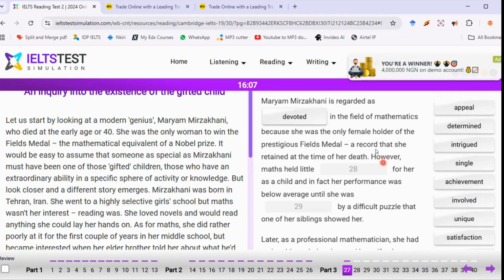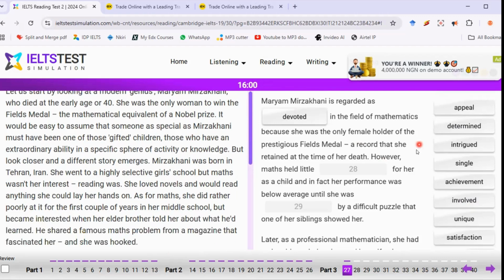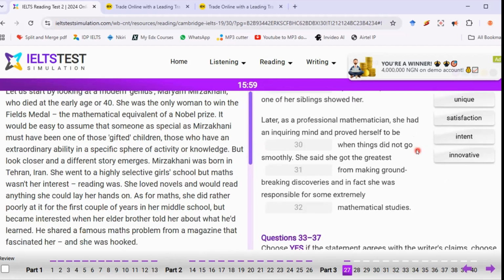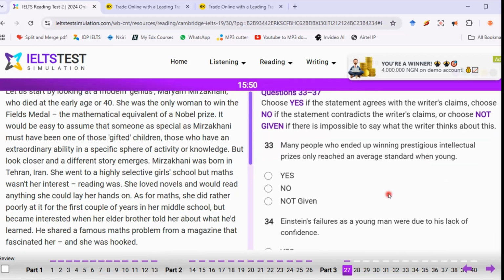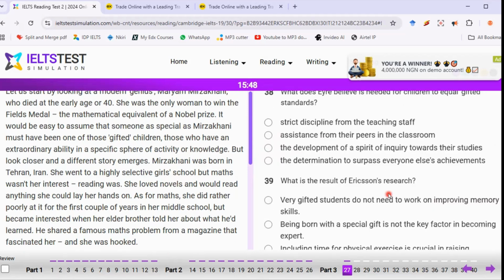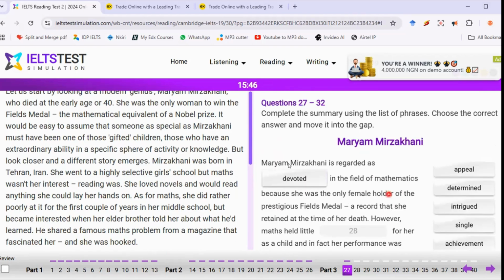A record that she retained at the time of her death. Well, let me go on. Let me check the next set of questions. Yes, no, not given. Many people who ended up winning prestigious intellectual prizes only reach an average standard when young. Okay, multiple choice. I will solve them last. Let me go to the next paragraph.